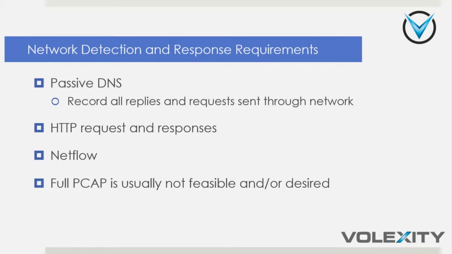Only a couple. So passive DNS is by far the cheapest and most effective technology or process you can do for network security and for detection of actual threats. It's cheap because it's a passive sensor, so all you have is a network tap and it's recording data. And it's really effective because you're not getting a full PCAP. Instead, what you're getting are the replies and the requests that go out to a DNS server.